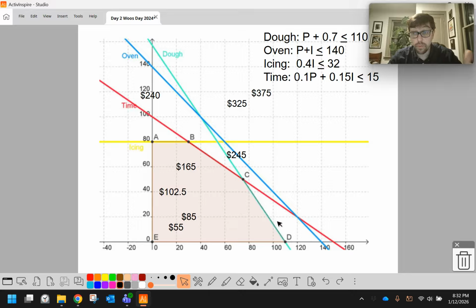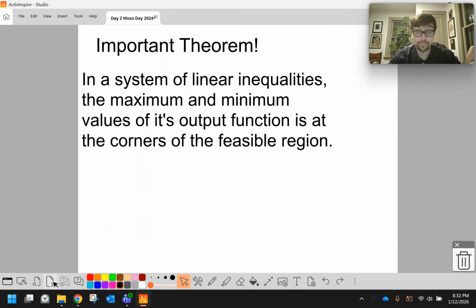Fortunately, we have this very important theorem that you're going to write down. In a system of linear inequalities, the maximum and minimum values of its output function are at the corners of the feasible region. We've got a system of linear inequalities, and we're checking that graph. The maximum and minimum output, that's our profit. Our profit is our output function from all those little coordinate points. The output function is never graphed, but it is the thing that we're trying to maximize or minimize.